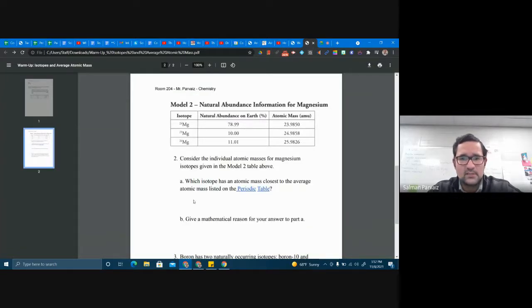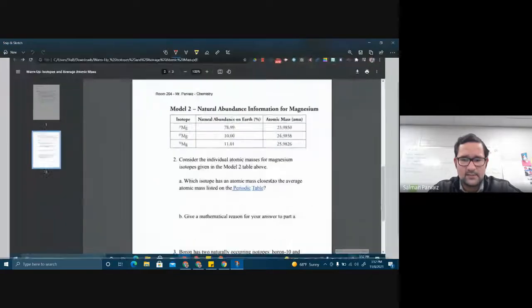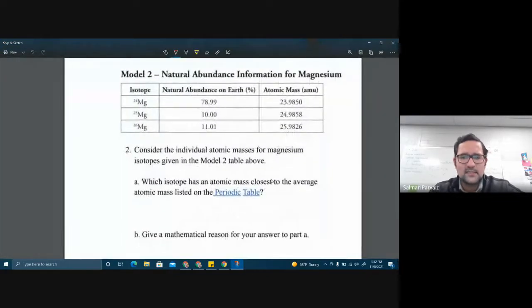So this one is just a simple question. It's asking you about magnesium. And I'll make the screen a little bit bigger. There we go. It says consider the individual atomic masses for magnesium isotopes. And so magnesium-24, 78.99% of the magnesium that's found in nature is magnesium-24. 10% of the magnesium that's found in nature is magnesium-25, and 11.01% of the magnesium that's found in nature is magnesium-26.